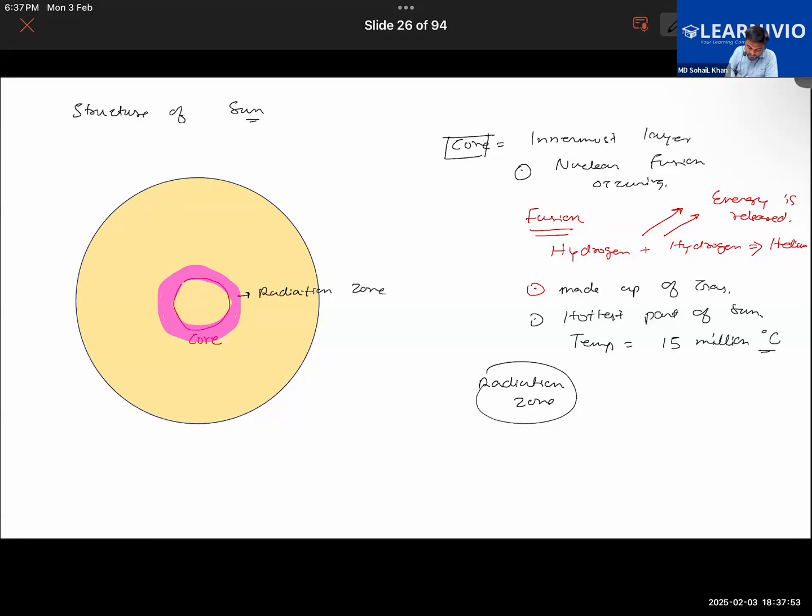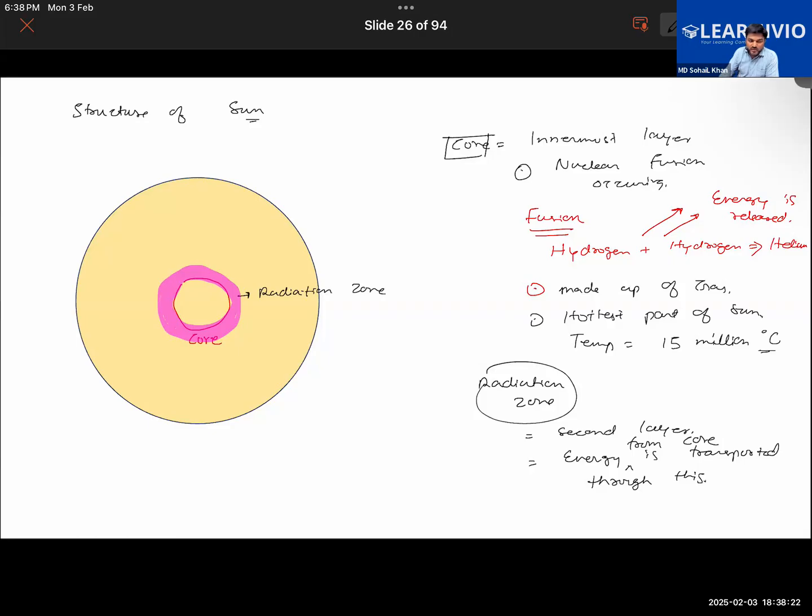So this is the second layer. We are counting it from the core, so thereby it is the second layer. Furthermore, energy from the core is transported through this. So far it is clear, Chakrika and everyone?